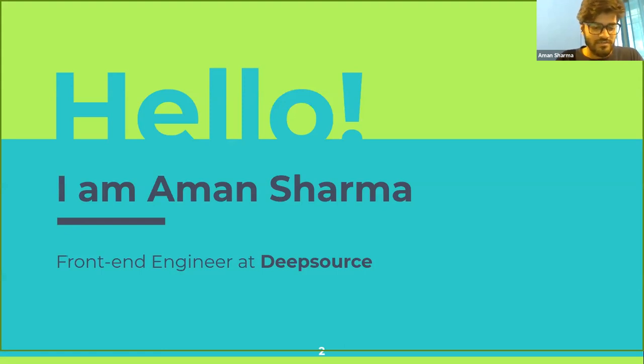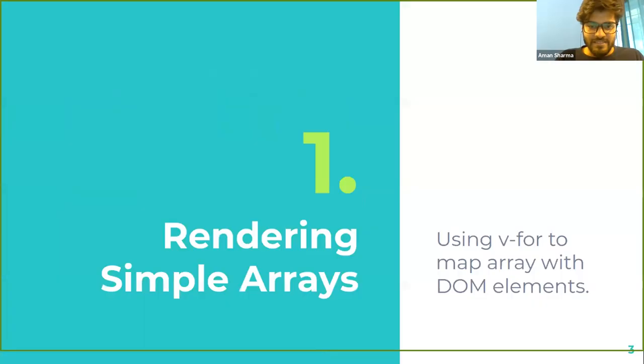This is a pretty basic talk, but we will be covering the rendering part, the basic part, and also some caveats that may occur, and also a very subtle bug that I faced once. I find this interesting, so I'll be sharing that as well in this talk. So let's get started. The first is simply rendering an array.